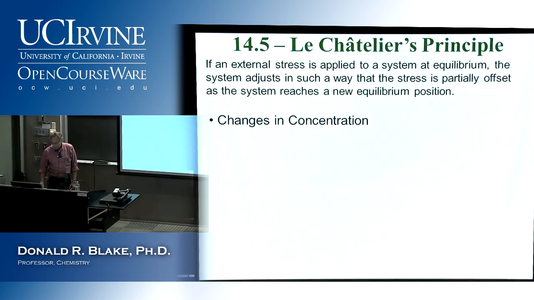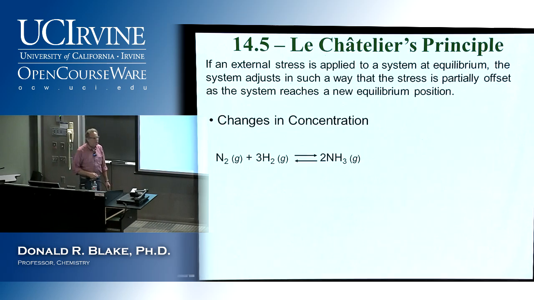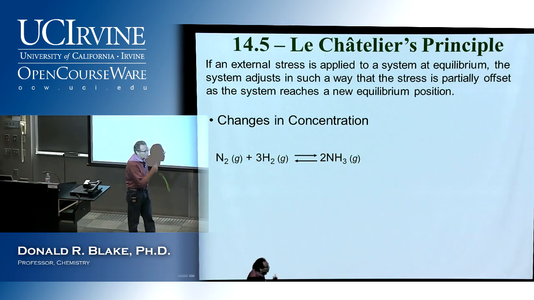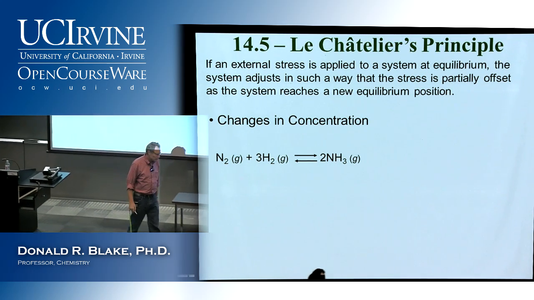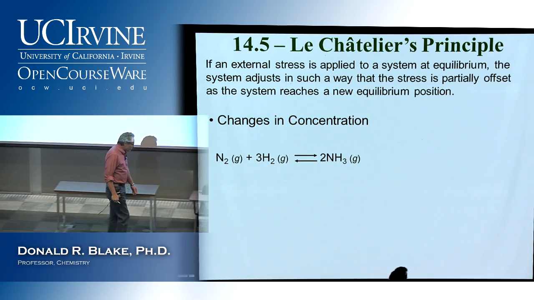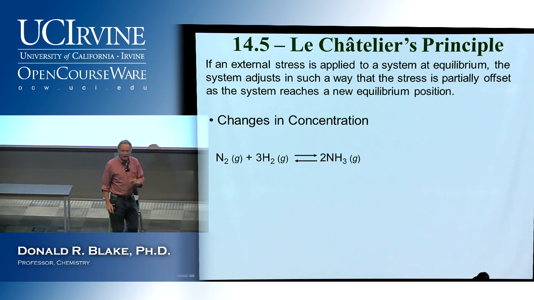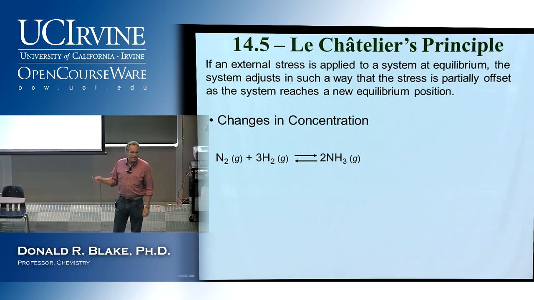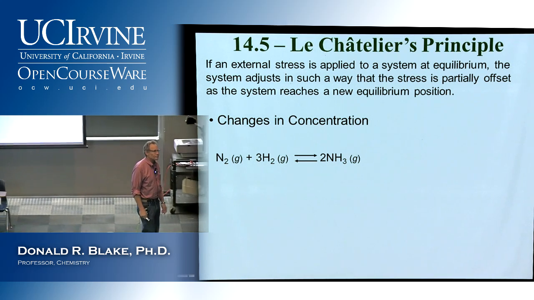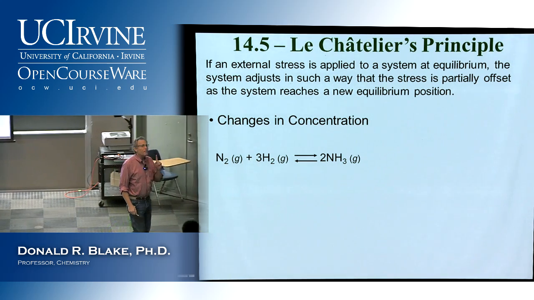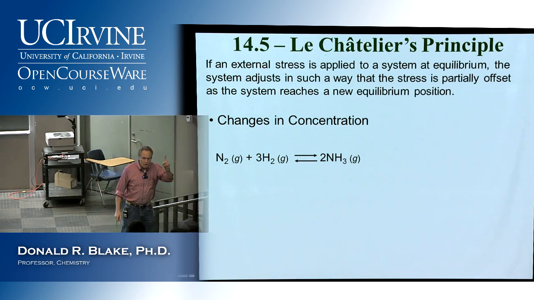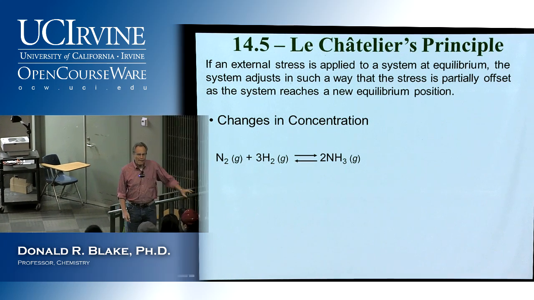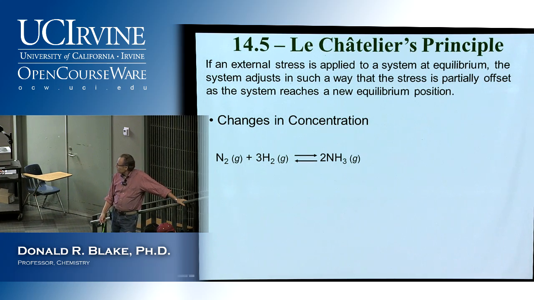So, look at this right here. N2 plus 3H2 goes to 2NH3. If I said I want more NH3, tell me one thing I can do, just one, to make that happen. Raise your hand. Yes? Add more NH3.